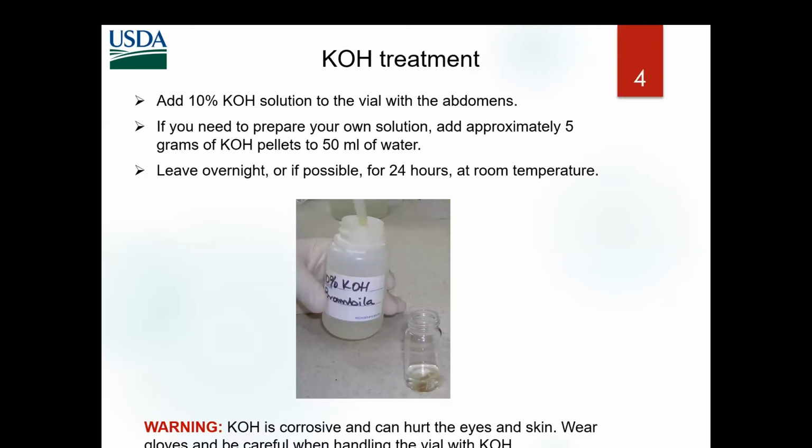After you add the KOH, make sure you cap your vial so that there is no accidental spill of the KOH anywhere. Wear gloves if you can, because it's a caustic fluid. It can irritate your skin.